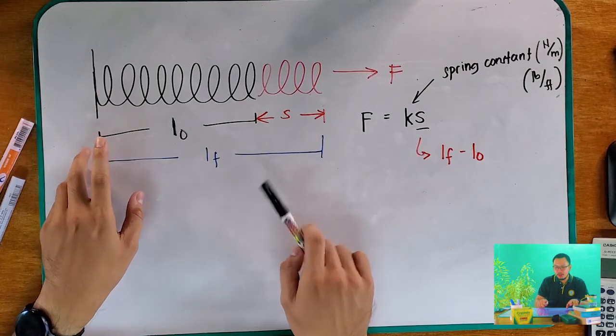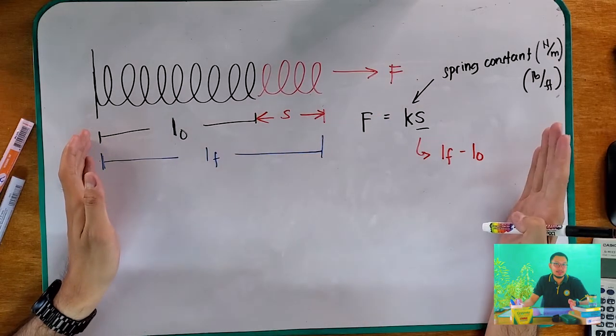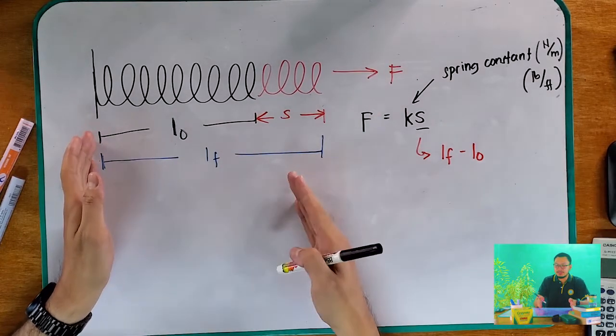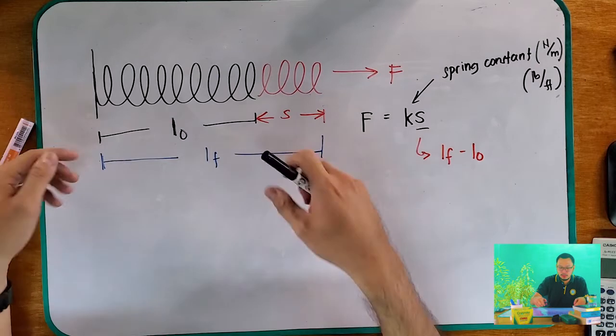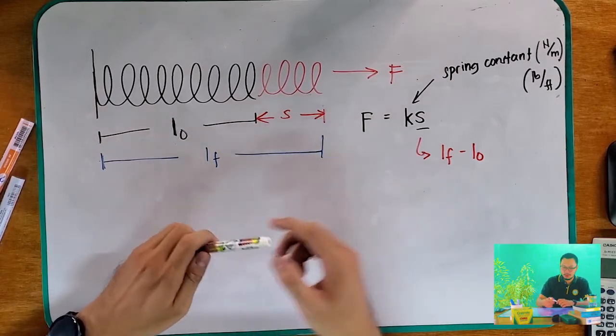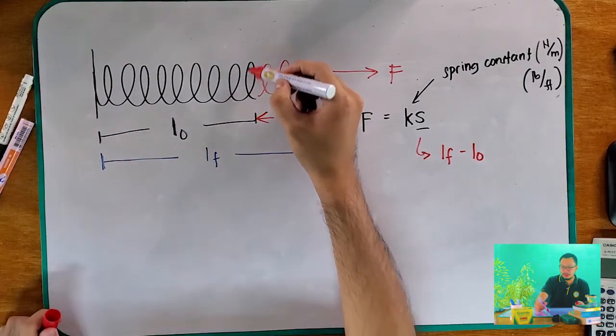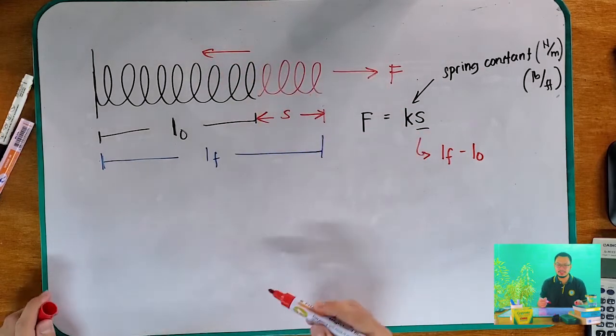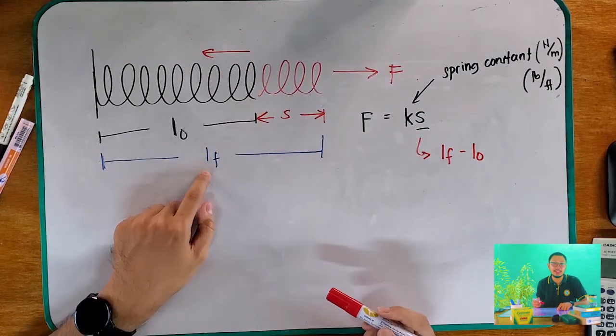And take note, positive ang atong F kung mo inat siya. But, negative ang atong F kung mo contract siya. So, kung mo gamay na ang atong spring, then negative na siya. Kaya ang atong LF is less than your LO. That's why negative ang atong F. Okay? Now, on our second kind of support, we have here cables and pulleys.